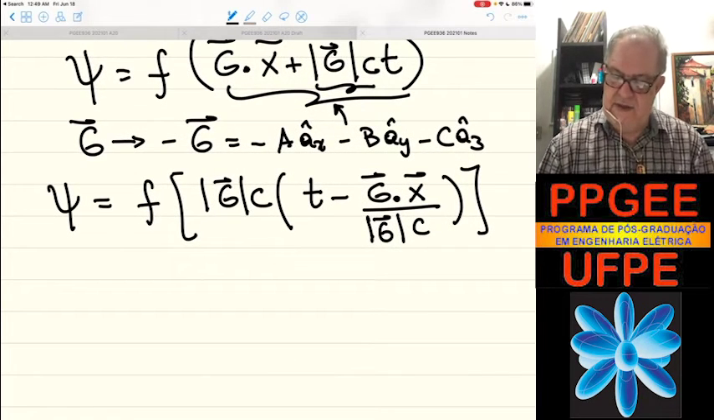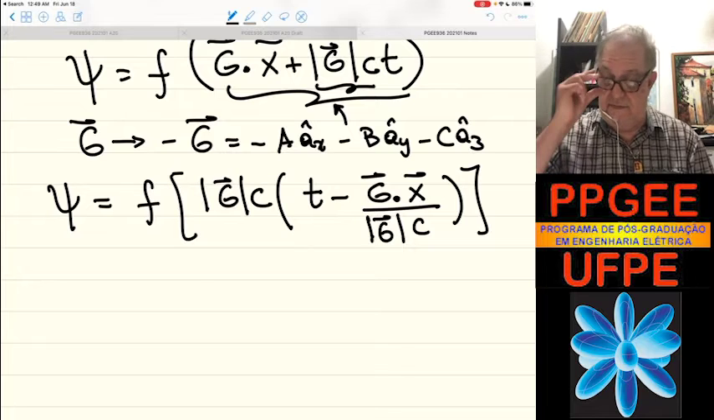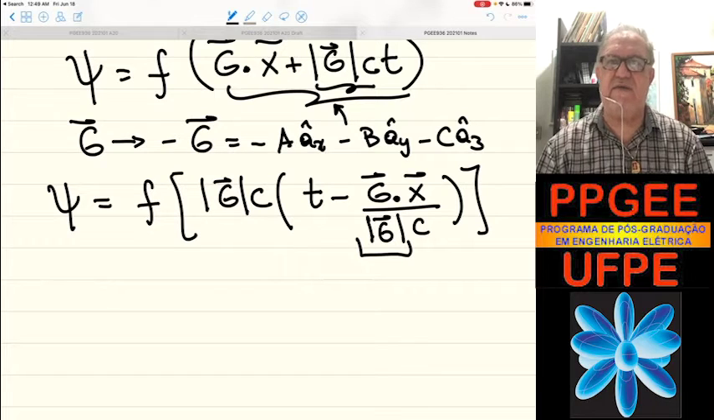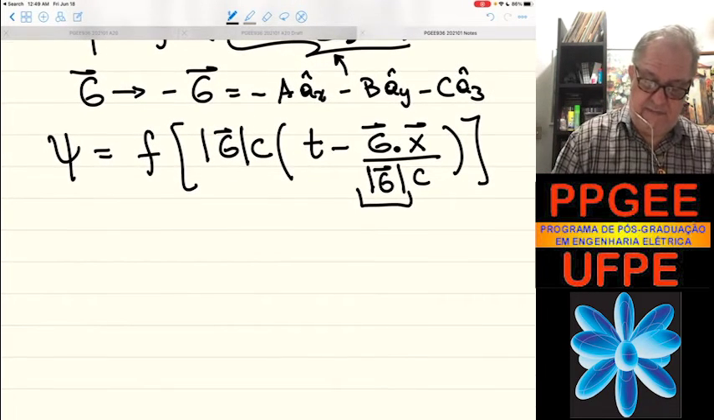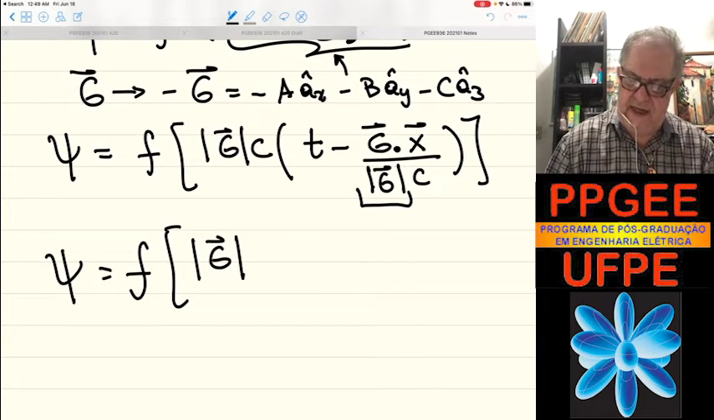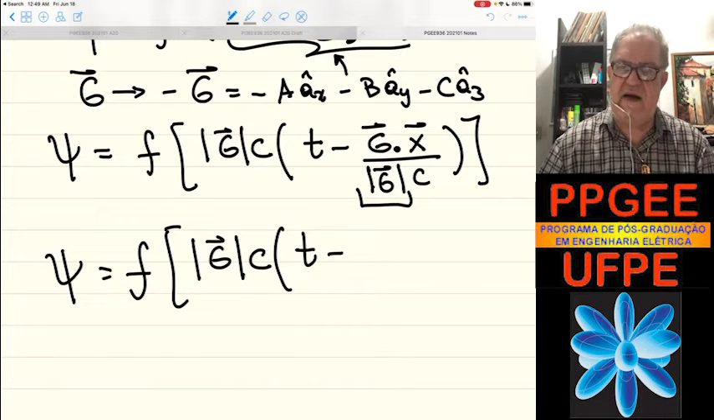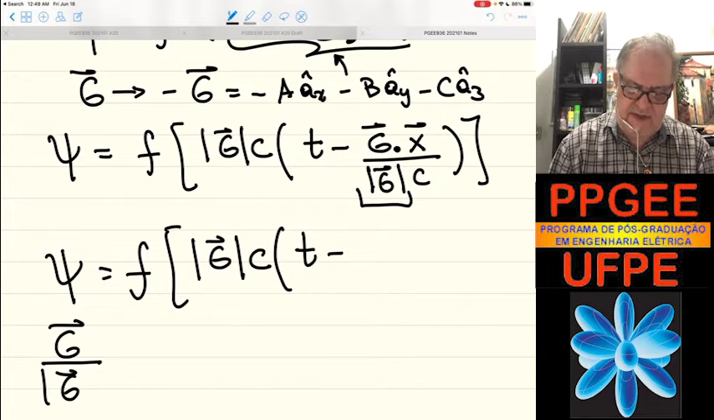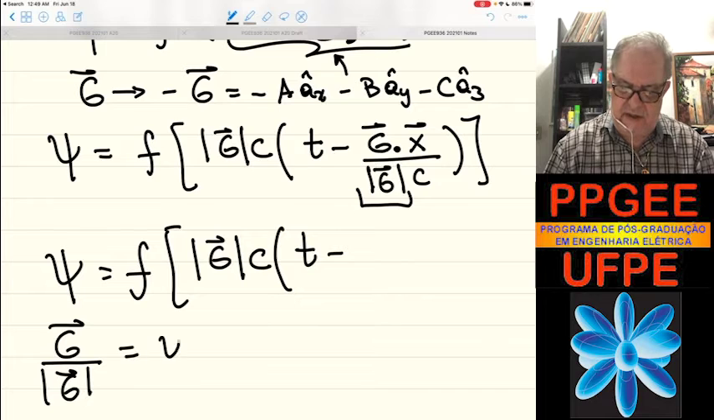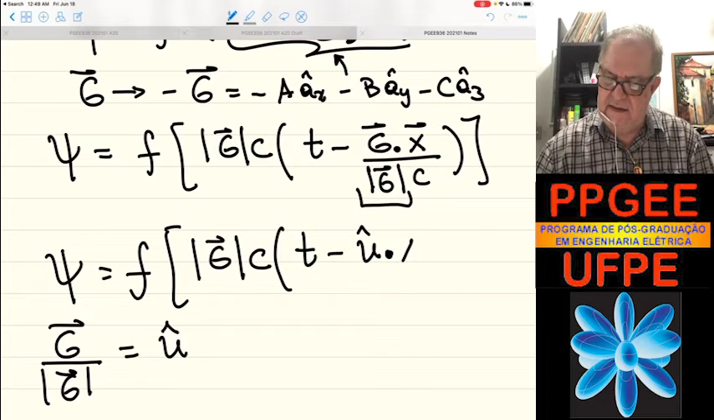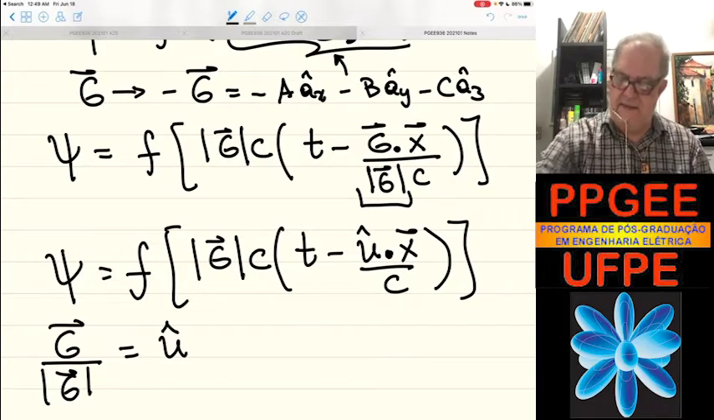Okay. Well, I'm going to make this thing here. So you see that g divided by the magnitude of g is a unit vector, okay? So c equals f. I'm going to still keep it, g times c, t minus a versor. Okay, this is a versor. G divided by the magnitude of G is going to be called versor u. Okay, so it's going to be t minus u dot x divided by c. That's the way the wave function behaves. Okay, right?